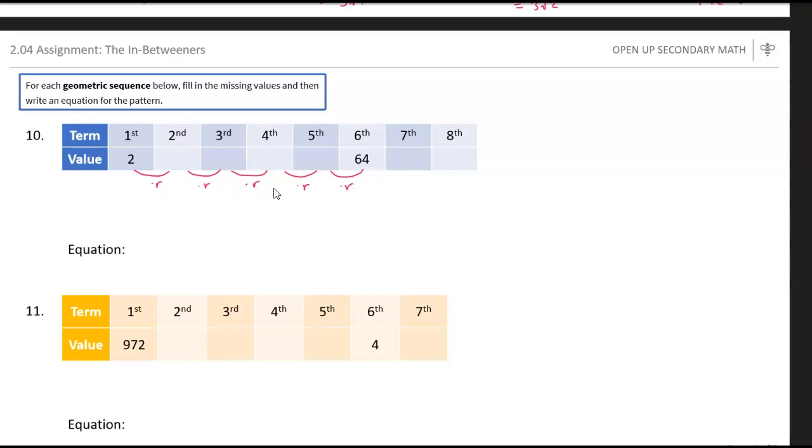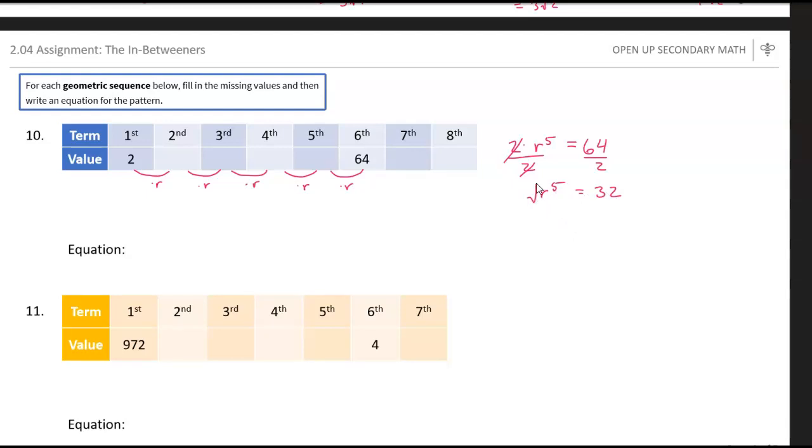And let's see, there are 1, 2, 3, 4, 5 of them. So we can say 2 times R to the 5th, because there are 5 of them, equals 64, right? Because we're just going to multiply 2 times R 5 times, and that's going to be 64. Solving for R, we'll divide by 2, divide by 2. We get R to the 5th equals 32.